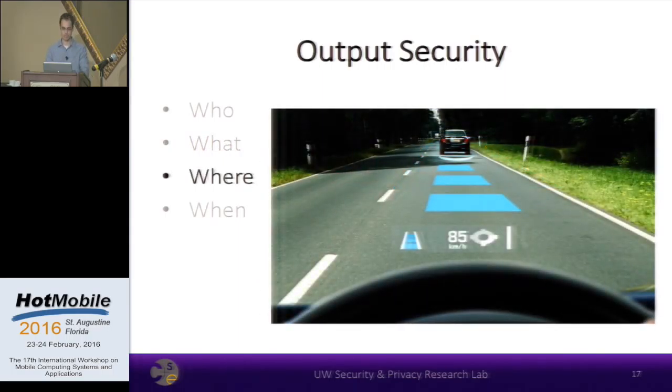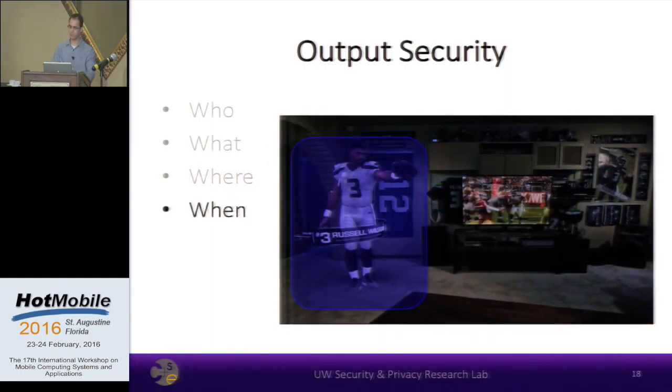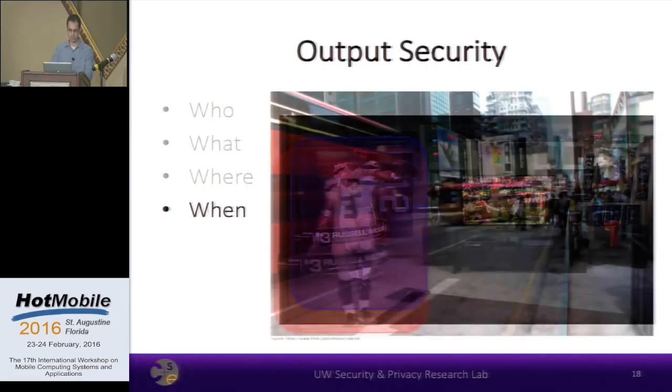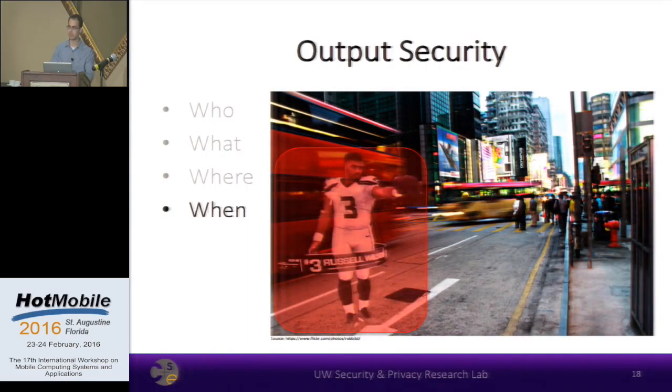We can also consider where applications should be allowed to display content within the context of a user's environment. For example, as before, it may be permissible for an app to display information over the road, but occluding other vehicles or critical objects like road signs would be detrimental to both driver and bystander safety. And finally, we'll consider when an app is allowed to display content based on the context of a user's actions or environment. For example, while it may be acceptable to display a virtual football player while the user is watching the Super Bowl in the confines of his or her home, displaying the same figure while the user is crossing a busy street could cause distraction and again lead to physical harm.